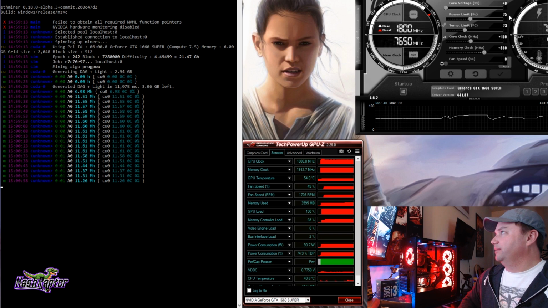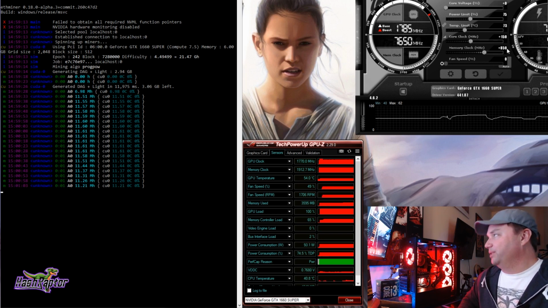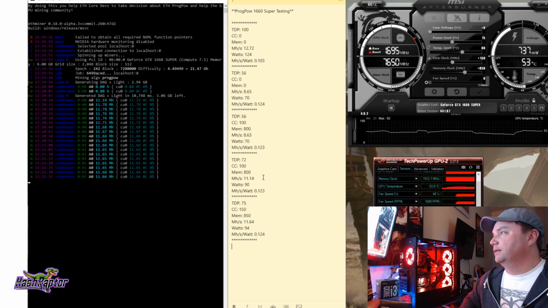And what we did is we stepped it up to 75% on the power limit, plus 150 on the core clock, plus 850 on the memory, and that put us at about 93, 94 watts. And so what result did that give us? So we were at 11.64 megahash per second. And again, we're at 94 watts and we're at basically the same efficiency, maybe a tad bit more here at 0.124. But the performance is really, really good.